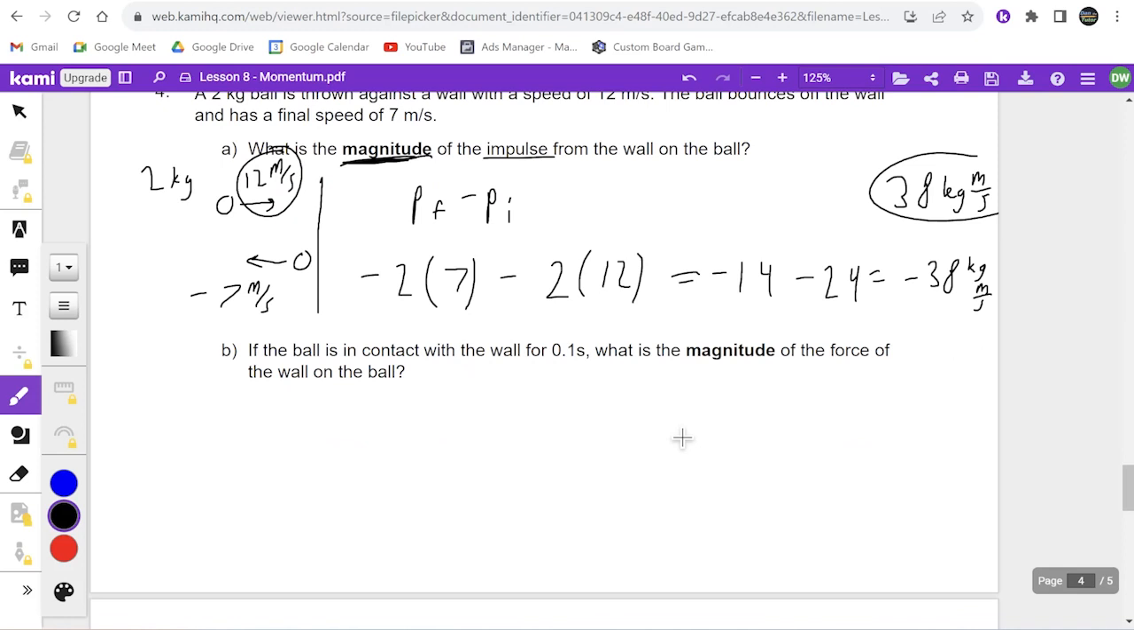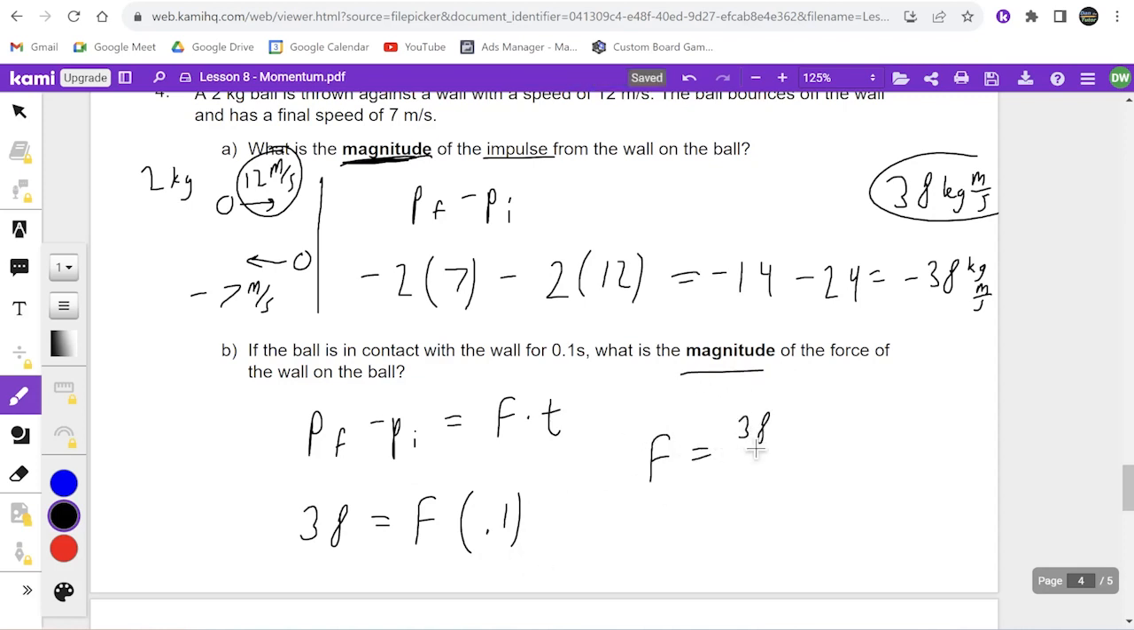Okay, now part B. If the ball is in contact with a wall for 0.1 seconds, what is the magnitude of the force of the wall on the ball? Well, this is what I said earlier. You can set these two things equal to each other. P final minus P initial can equal force times time. So in other words, 38 can equal the force, which is unknown, times the time, which is 0.1. I don't care about the direction because it says magnitude. But the force is going to be whatever 38 divided by 0.1 is. So in other words, 380 newtons. And that's just it for that. Any questions on that one?